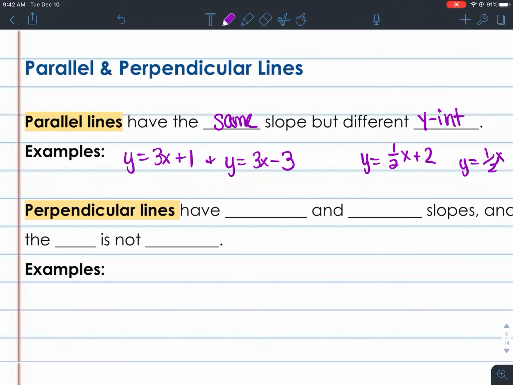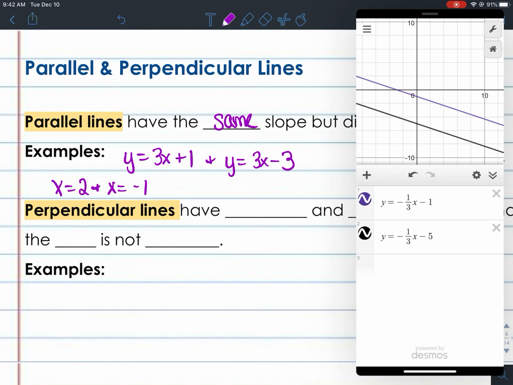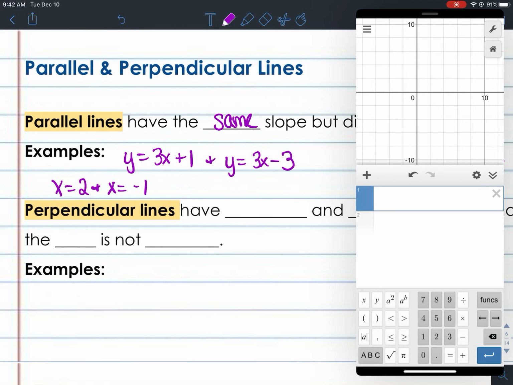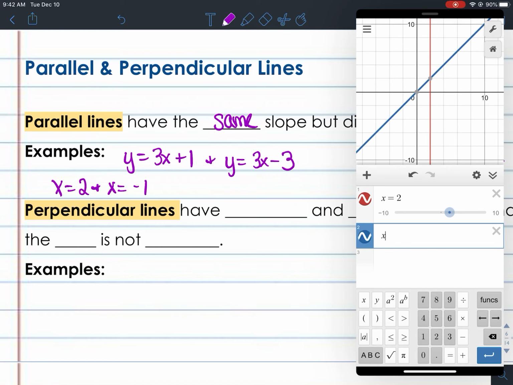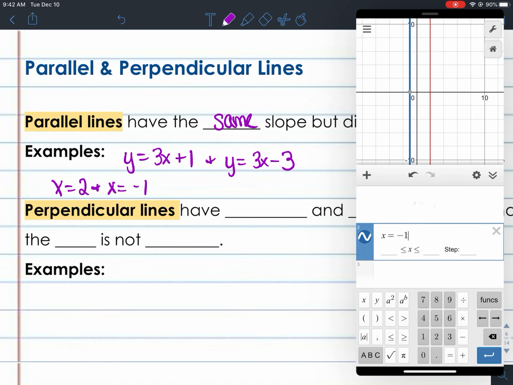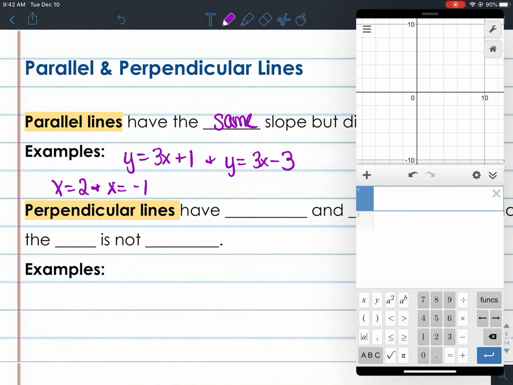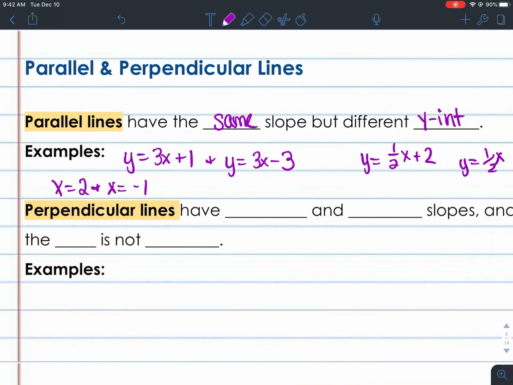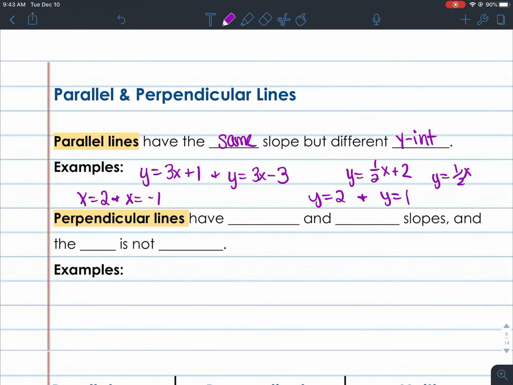It can also be vertical lines, like x equals 2 and x equals -1. You can graph those as well. X equals 2, remember, looks like a vertical line, and then x equals -1 will look like that. So those lines are also parallel, and y equals 2 and y equals 1, where your slopes are 0. So all of those are parallel lines.